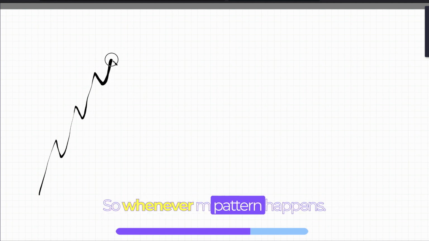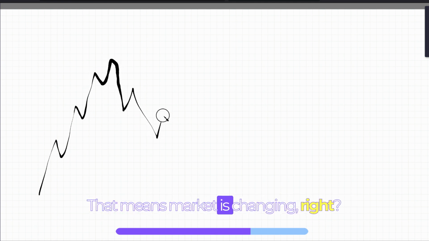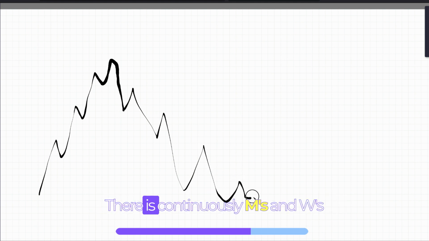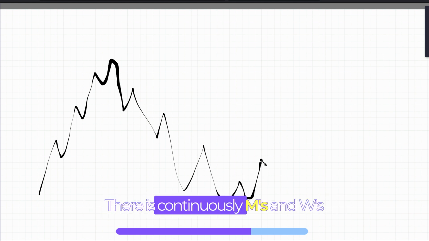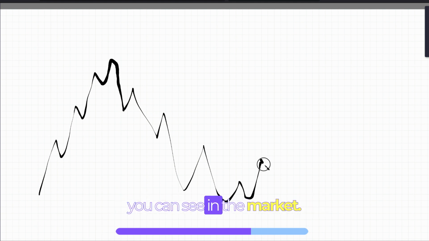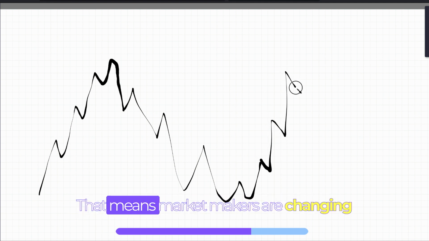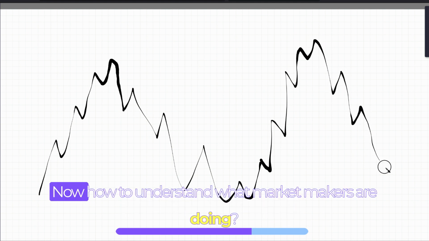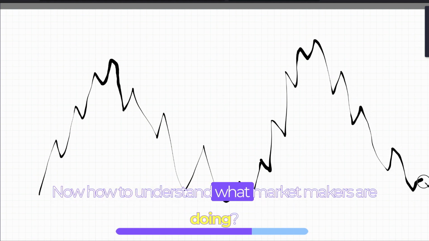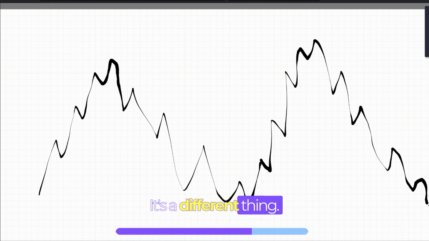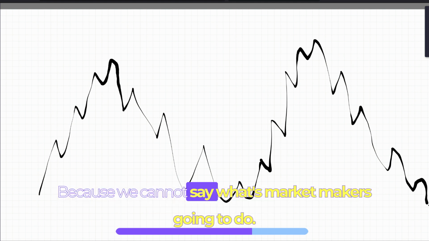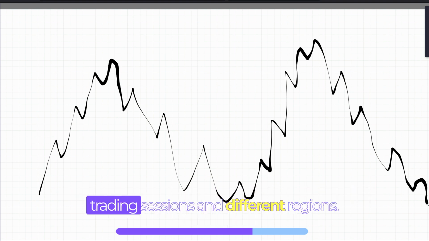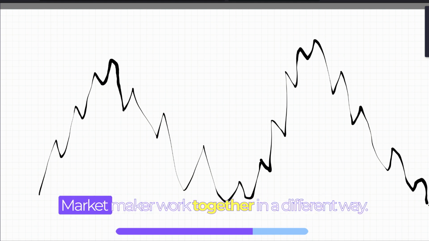So whenever an M pattern happens, that means the market is changing, right? There are continuously M's and W's you can see in the market. That means market makers are changing the move for their benefit. Now, how to understand what market makers are doing is a different thing, because we cannot say what market makers are going to do, because there are so many trading sessions and in different regions market makers work together in a different way.